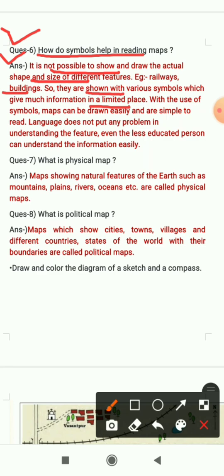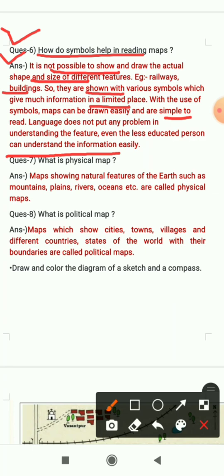With the use of symbols, maps can be drawn easily and are simple to read. Language does not put any problem in understanding the feature. Even a less educated person can understand the information easily. So with the use of symbols, a map can be drawn very easily and it is simple to read for a person, and language does not put any kind of problem to understand the feature. Even the person who is less educated can also understand the information easily.